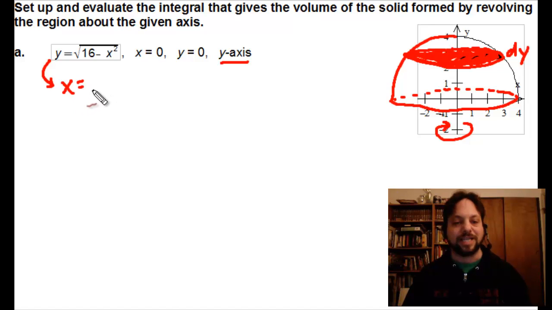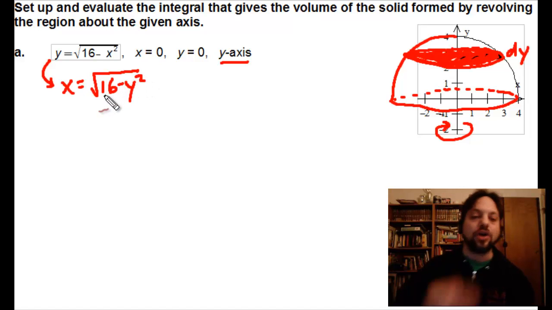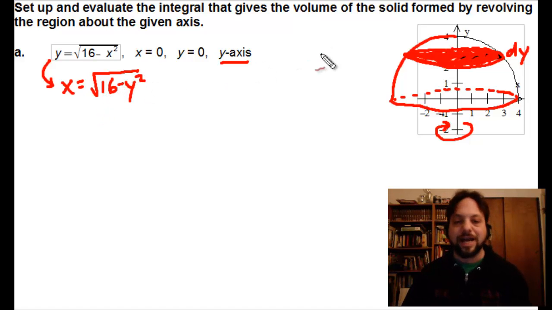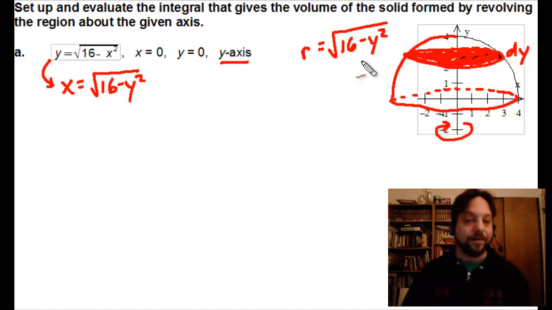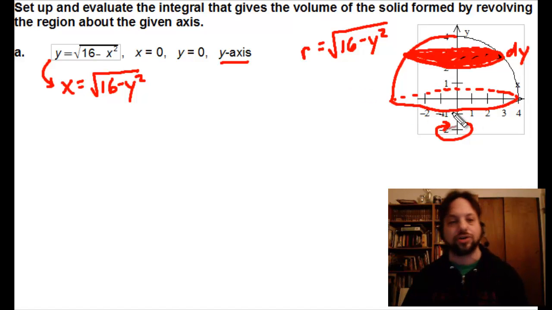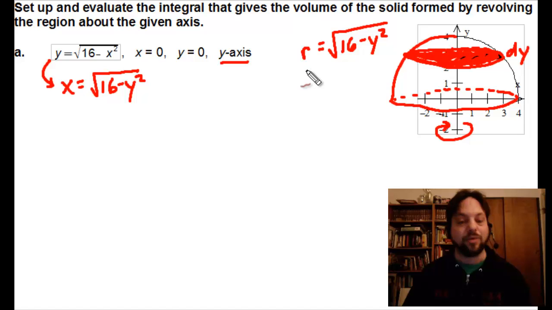If I do that, what I'll get is that x is actually the square root of 16 minus y squared. You should be able to do that algebraically yourself. Now, is the radius really the square root of 16 minus y squared? Well, a good way to test this is to check the radius at the top and bottom of the solid. In other words, when y is 0, what should be the radius of that disk? Take a look at the picture, not the equation. When y is 0, you notice that the disk should have a radius of 4. Well, plug 0 in for y, and what do you get for your radius? You get 4. So that works out.